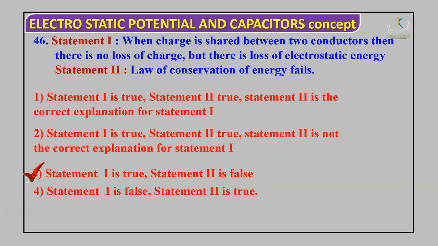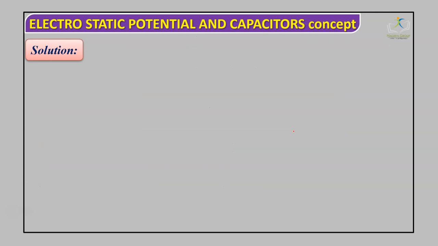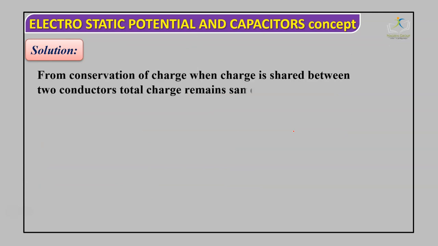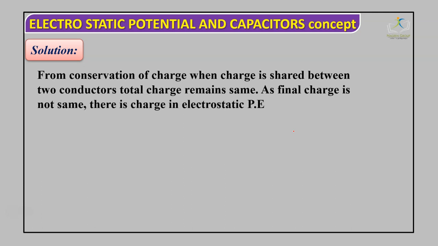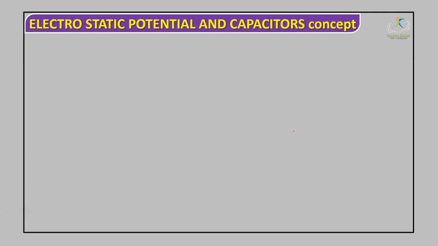Let us see how it will be possible. So, from conservation of charge, when charge is shared between two conductors, the total charge remains the same. As for the final charge, it is not the same. There is a change in the electrostatic potential energy. The total energy remains the same. According to that, the correct option is option 3.